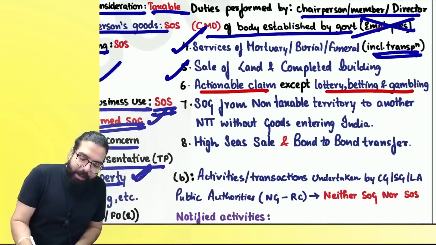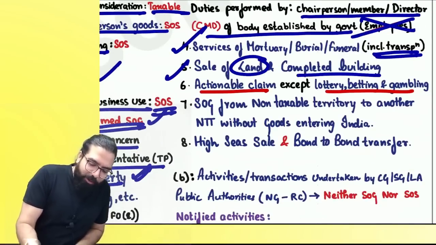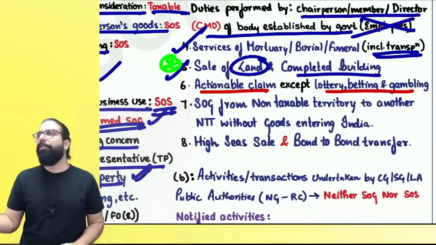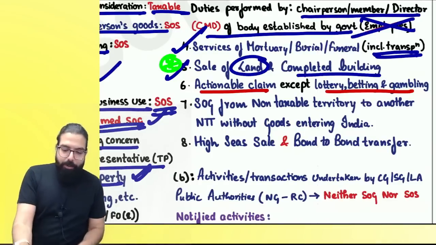Then, sale of land and completed building. For land, one small circular has come. Sir, what is the circular? Listen. You know, nowadays what people do, they don't only sell land. Developers, they develop the land. On the land, what will they do?